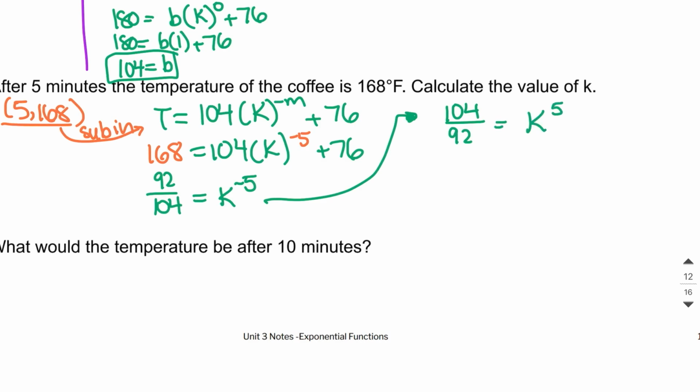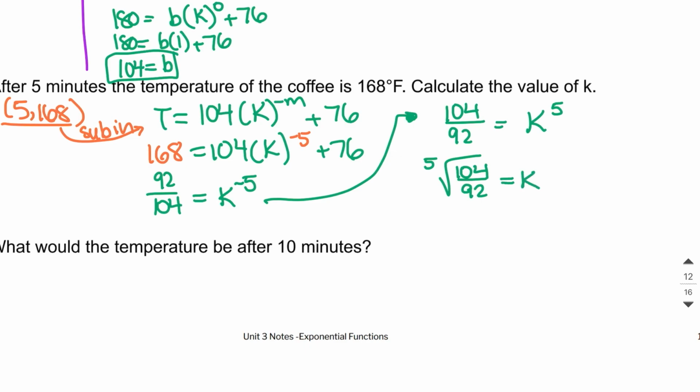Because in doing that, I can now say that this is a positive 5. So I could either do the reciprocal of the base and get rid of the negative, or I could just do the reciprocal of the constant on the left side right here. And now I can say that this is K to the power of positive 5. Okay, cool. Well, how do I get rid of this power of 5? I just have to take the fifth root. So this would be the fifth root of 104 over 92.